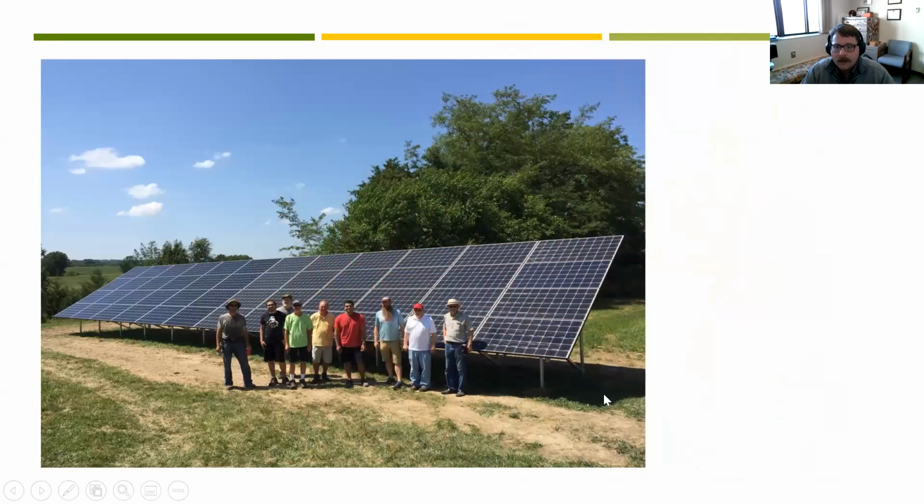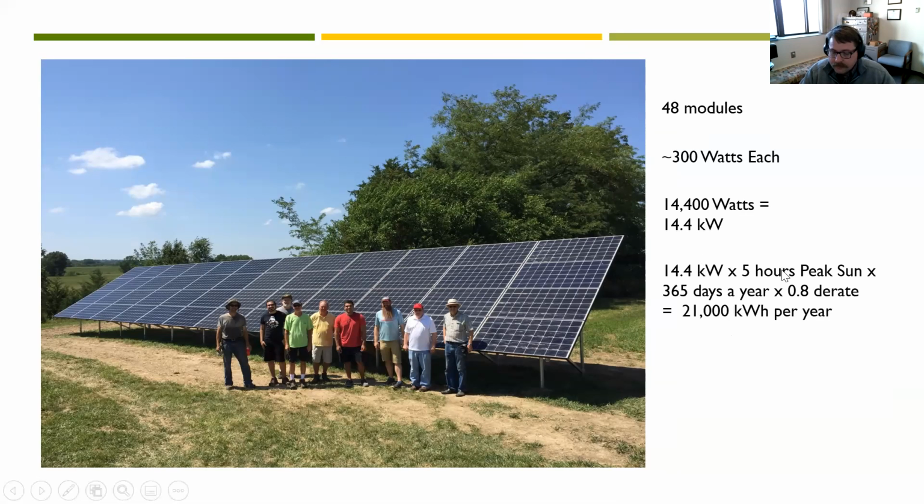So let's do an example. You drove by this one and you safely slowed down so you could count the panels, and you found that there were 48 of them. This one's on a farm north of Lincoln, and we installed it as a workshop a couple of years ago. This was our volunteer crew that installed it as a learning experience. Each of those panels is 300 watts. We multiply 300 times 48, and we get 14,400 watts, or 14.4 kW.